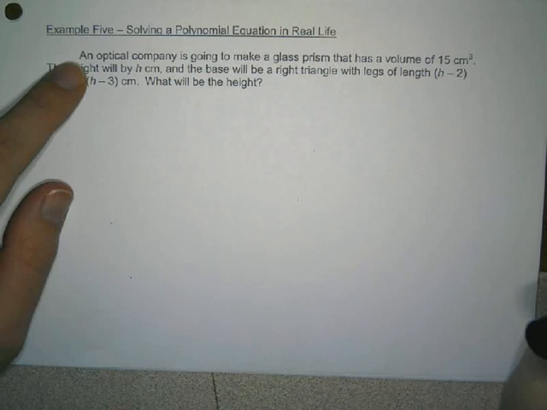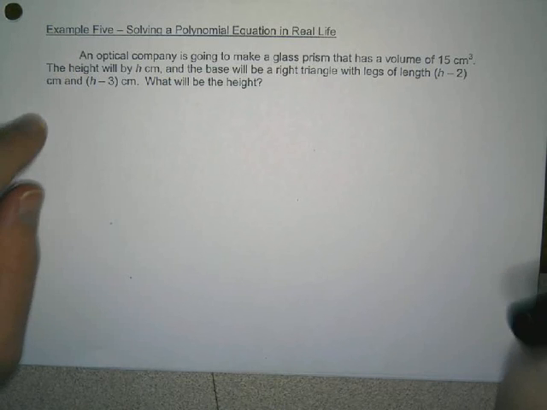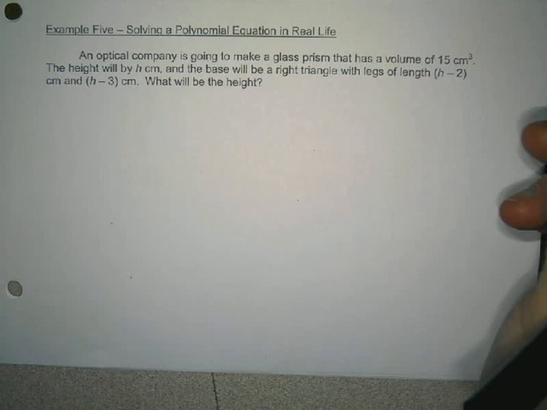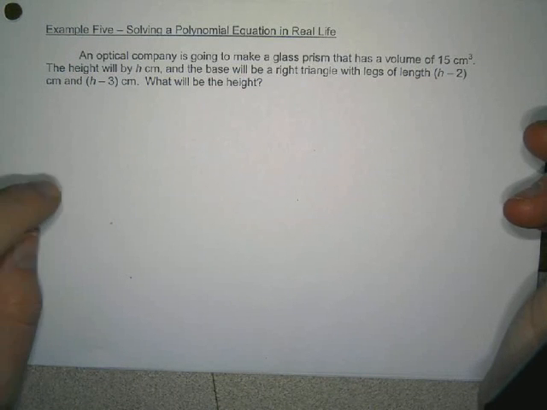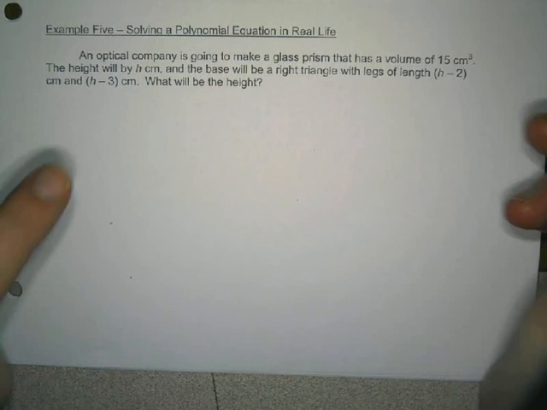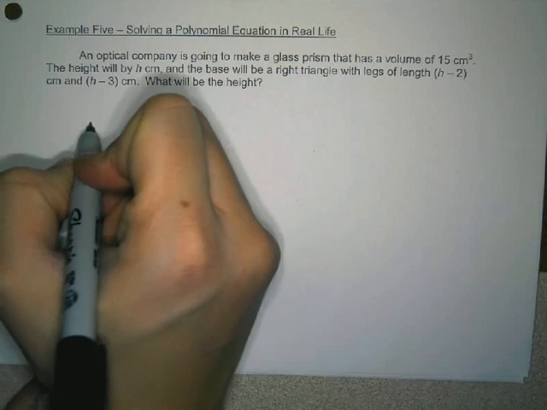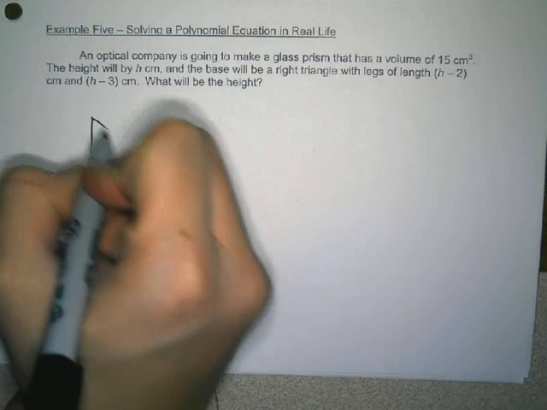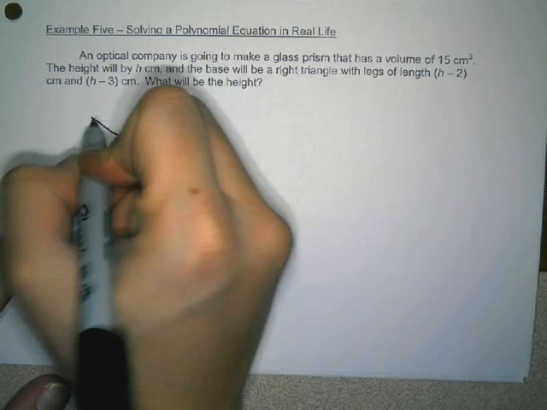All right, an optical company is going to make a glass prism that has a volume of 15 cubic centimeters. The height will be h centimeters. The base will be a right triangle with legs of length h minus 2 and h minus 3. What will be the height? All right, so you have this figure, this glass prism.